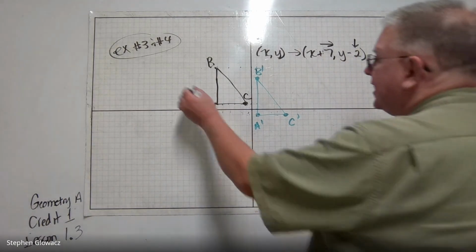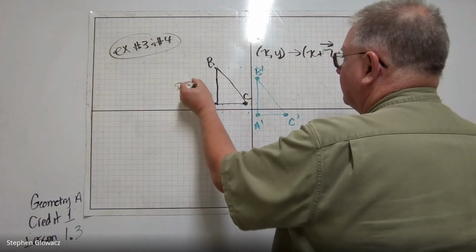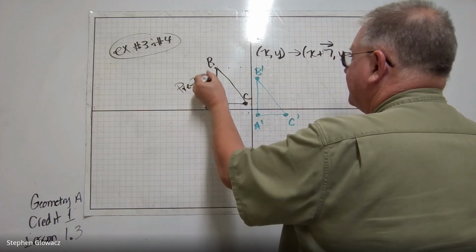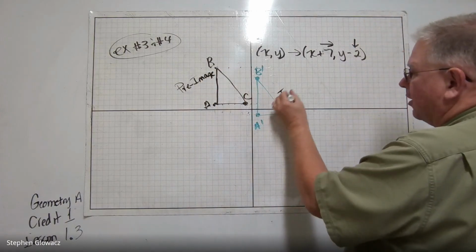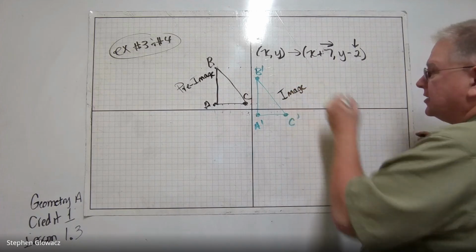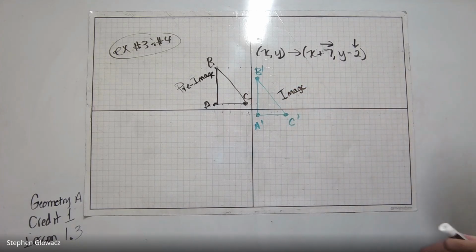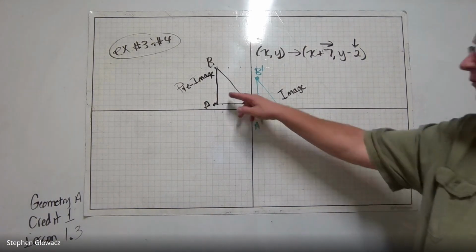So once again, this is our pre-image, the one we started with. And the figure over here, this is our image, the one we ended up with. So that is your example for problems 3 and 4 for the two figures we have here.